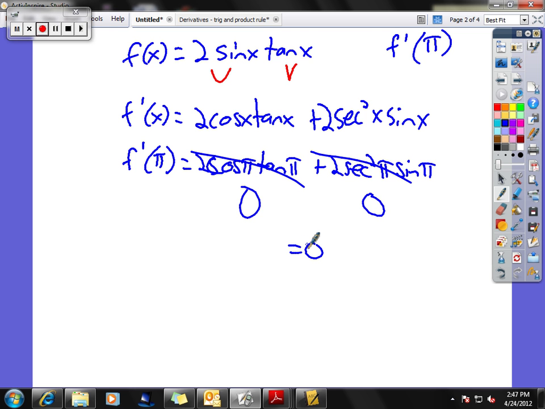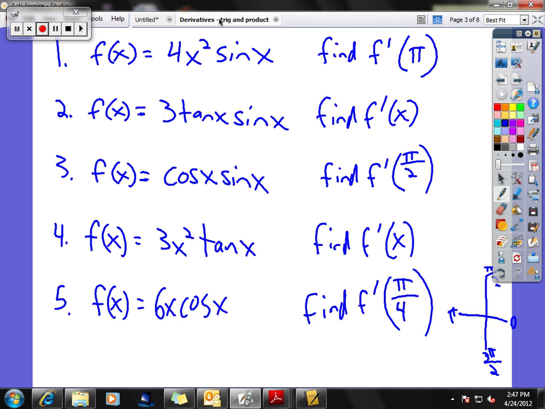Good? Alright, so copy these down, okay? That'll be your homework, these 5 problems. So look, if there's a number or a pi in here or whatever, you got to plug that in afterwards. If it's left as an x, then once you do the derivative, then you're done. You just leave it. You don't have anything to plug in. It's just x, okay?